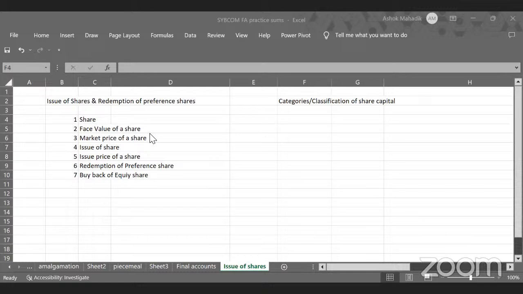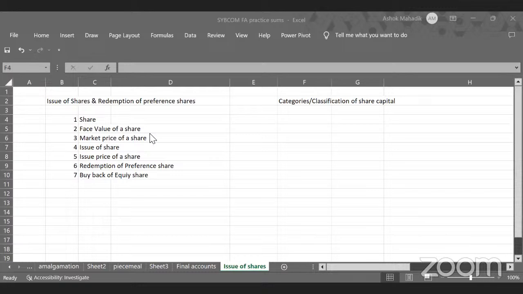Market price of share is the price at which the share is traded in the stock market. Issue price of any share means the price at which the share is sold by the company in the primary market. Now, what is issue of share? Issue of share means selling your shares to the general public. And the price at which it is sold is called the issue price of that share.